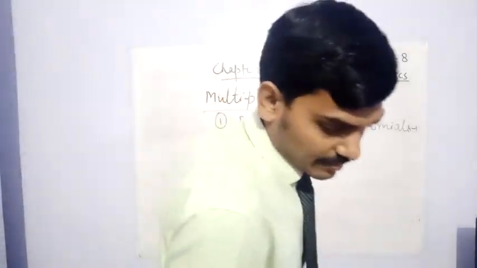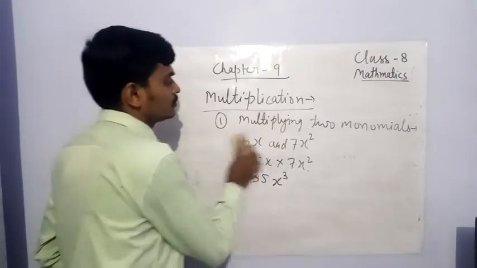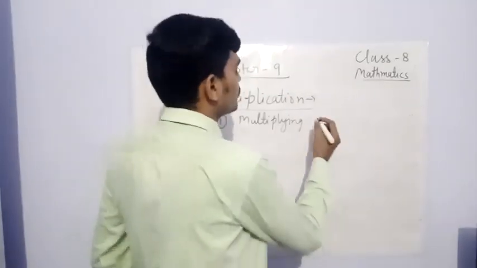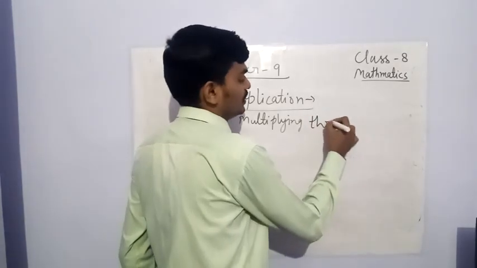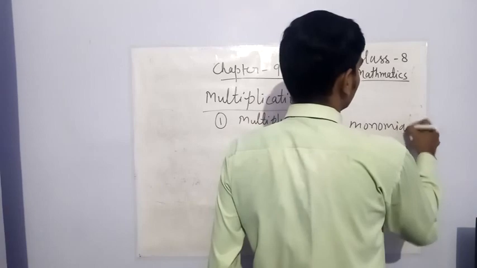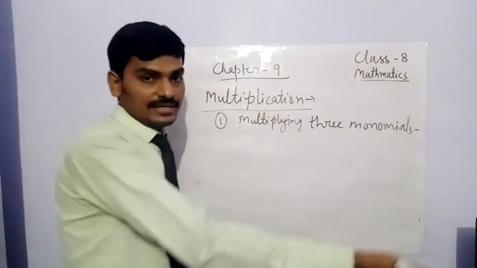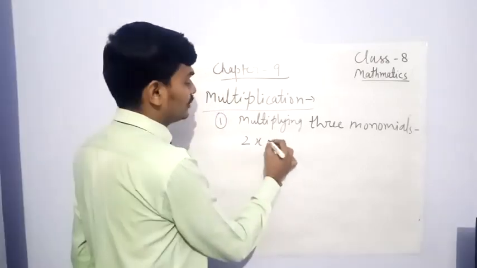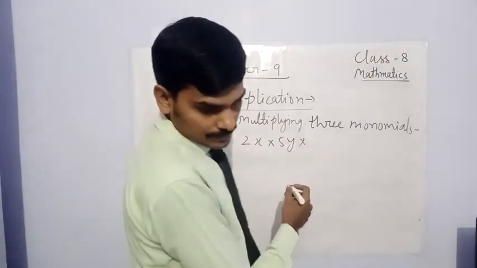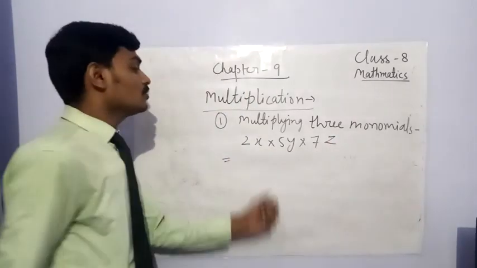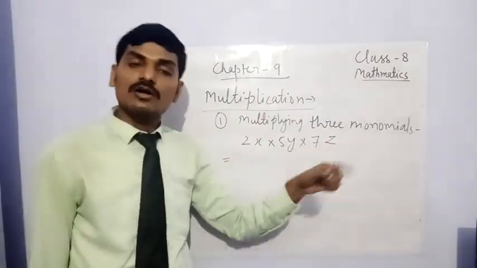Now the second case, multiplying 3 or more than 3 monomials. If we have 3 monomials, 3 or more than 3, for example 2x into 5y into 7z. So we have to multiply 3 or more than 3.